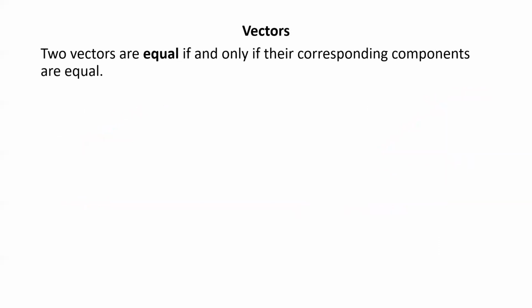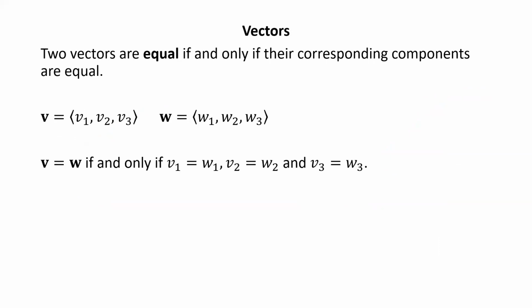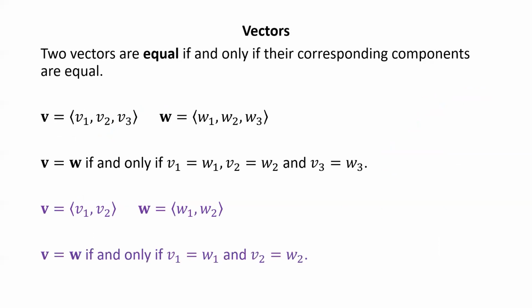2 vectors are equal if and only if their corresponding components are equal. So here we have vectors v and w in 3 space. v and w are equal if and only if v1 equals w1, v2 equals w2, and v3 equals w3. Similarly, in 2 space, if we have these vectors v and w, then those 2 vectors are equal if and only if v1 equals w1 and v2 equals w2.